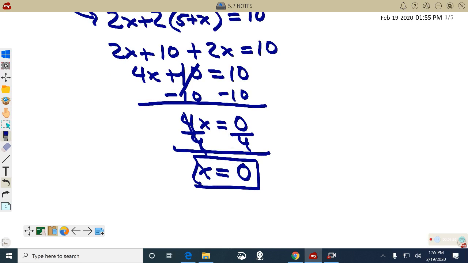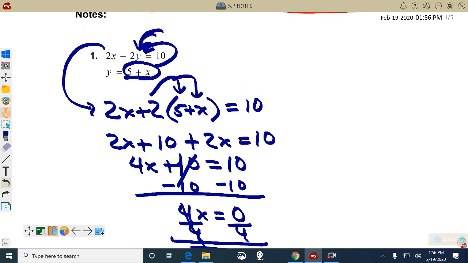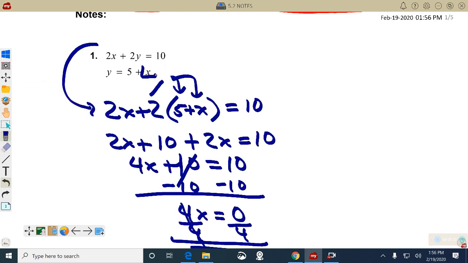Last step. Nice. So substitute x equal to 0 into one of the original equations. The original equations are right up here. So I can replace x with 0 right here and then solve for y. Or I can replace x with 0 right here and then solve for y. It doesn't matter. I'm going to do the one that's quicker. The second equation, I just replace x with 0. I'll know what y is.